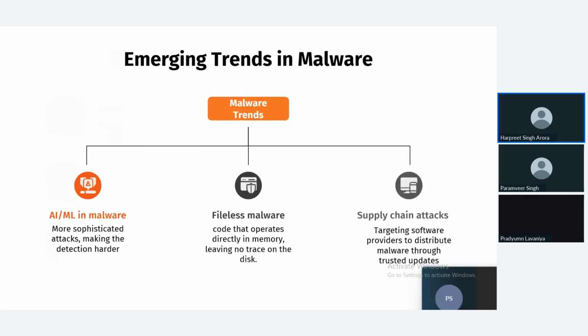Emerging trends nowadays: AI/ML is there in malware. More sophisticated attacks are there. They do fileless malware. They operate directly in memory. They don't leave any trace in the file systems, so process monitoring or registry checking is dead. Supply chain attacks: the company itself is not impacted, but its related company or vendor gets impacted, and that firm comes under attack.